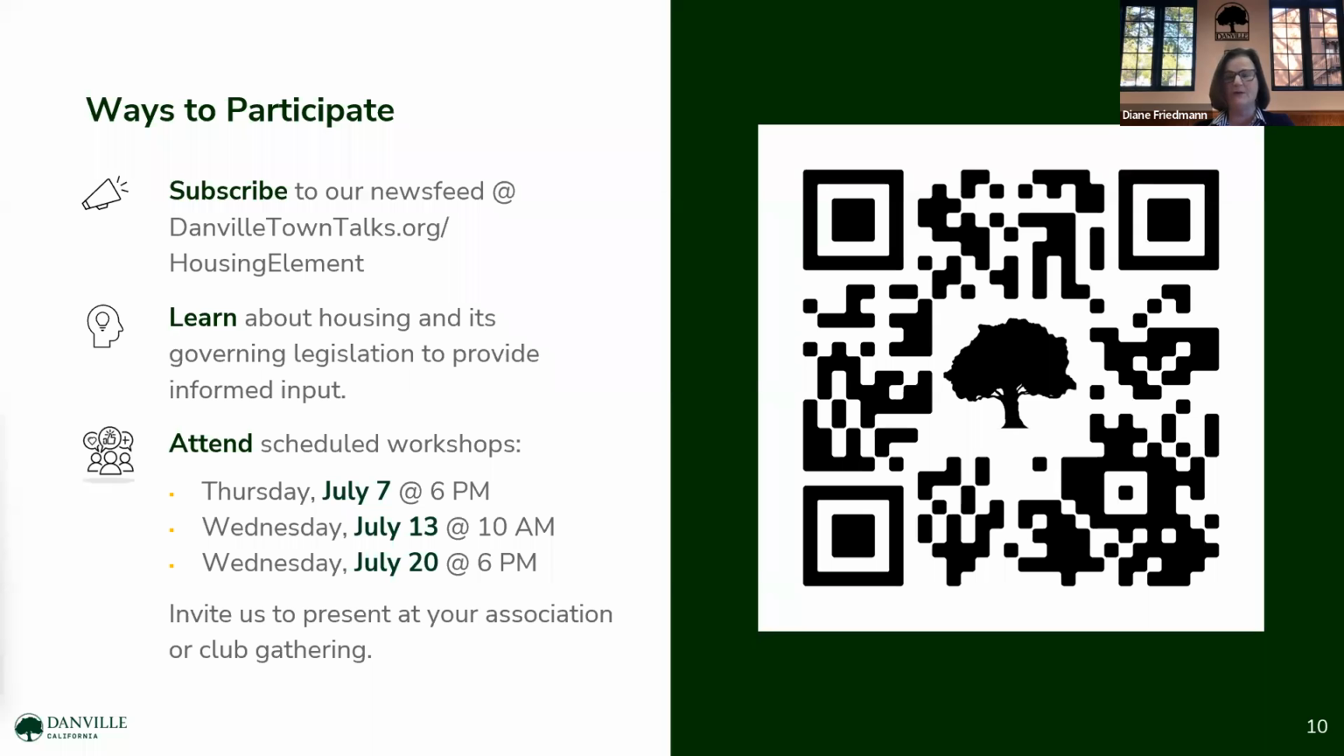It is very important that we have as many community members as possible continue to provide input on this process. The site will also allow you, if you're new or nearly new to this process, or you have been on this journey for 16 months with us, to learn about the housing and the governing legislation, to provide informed input. It has a schedule to this whole process and where we've been and where we are.